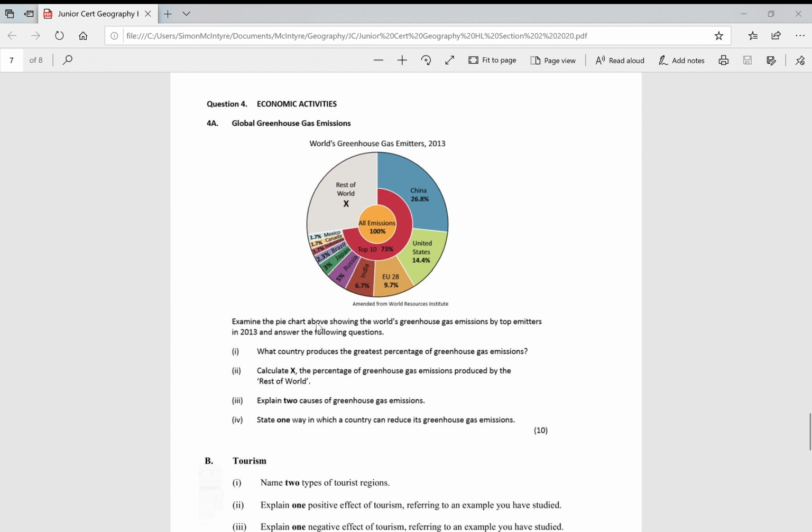So examine the pie chart above showing the world's greenhouse gas emissions by the top emitters in 2013 and answer the following questions. Part 1. What country produces the greatest percentage of greenhouse gas emissions? Part 2. Calculate X, the percentage of greenhouse gas emissions produced by the rest of the world. Part 3. Explain two causes of greenhouse gas emissions. And Part 4. State one way in which a country can reduce its greenhouse gas emissions.